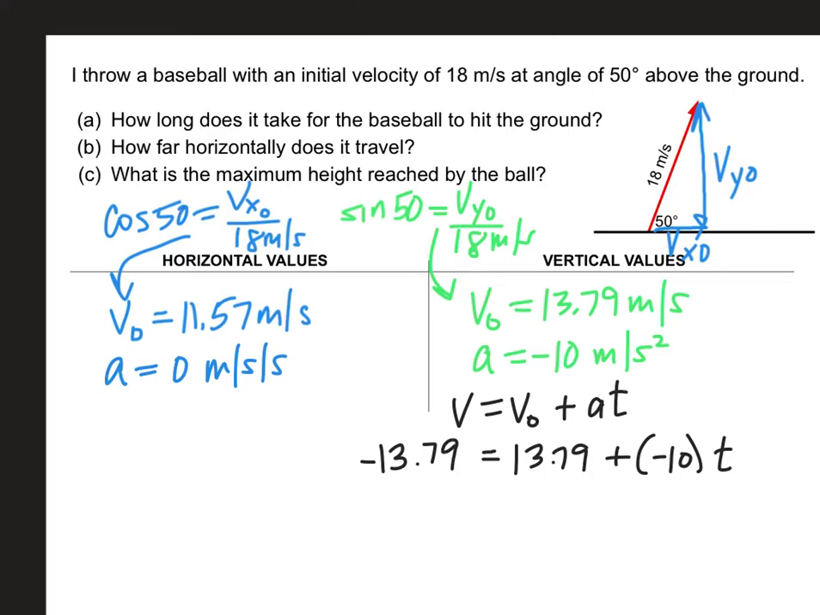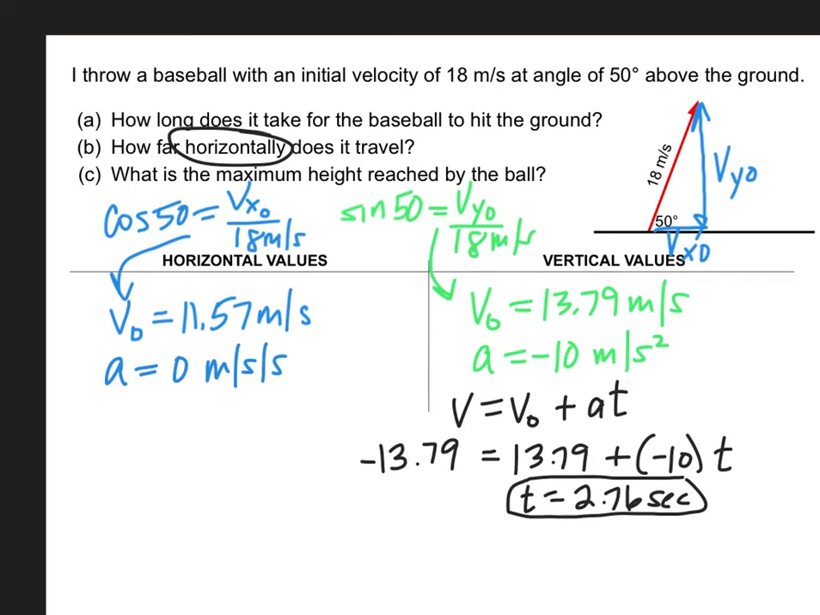Okay, and so now we could determine our time, and we would go through and do our algebra, and you would find that the time is 2.76 seconds. Again, that's the time to go up and to come back down again. So that's the first part of our problem. Secondly, we're asked to figure out how far horizontally it travels.